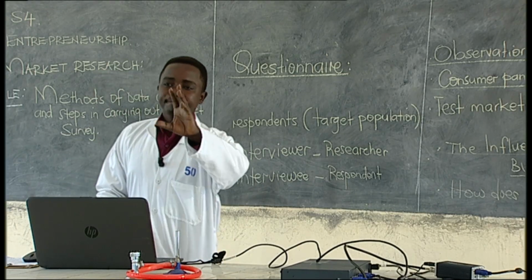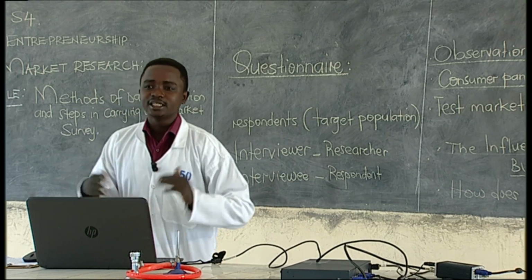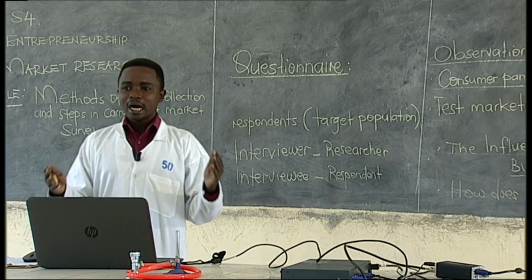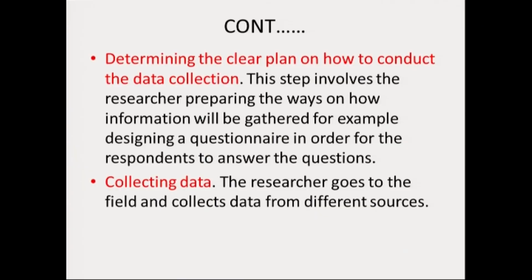So after planning, designing a clear plan on how to conduct data collection, then you go to the field. Going to the field, you go to collect data when you are well equipped: methodology, financially, manpower. You have already set your clear plan, then you go to the field to collect data. So the researcher here goes to the field and collects data from different sources, from different populations.